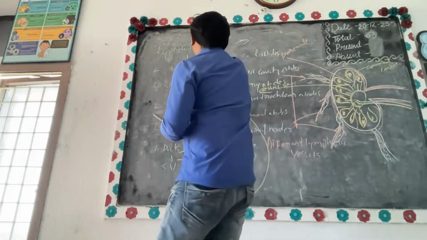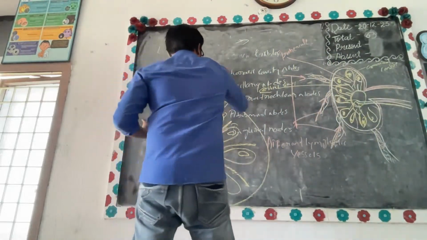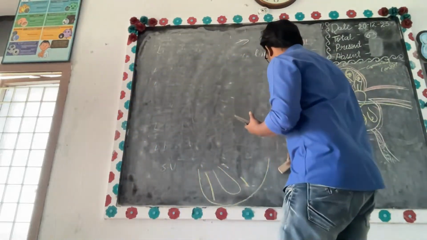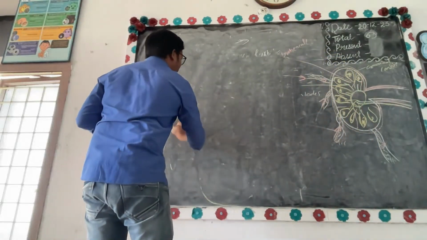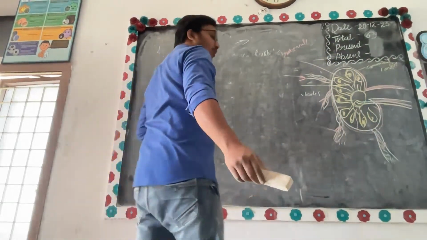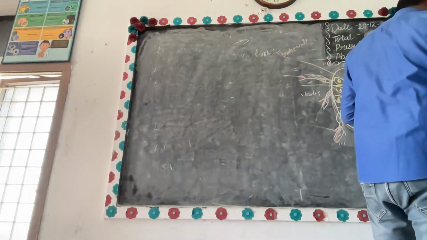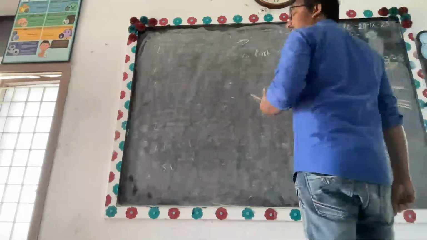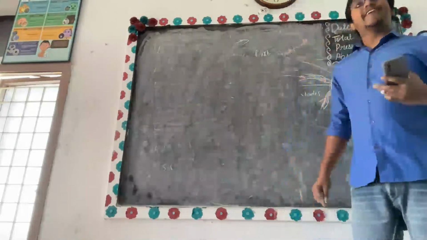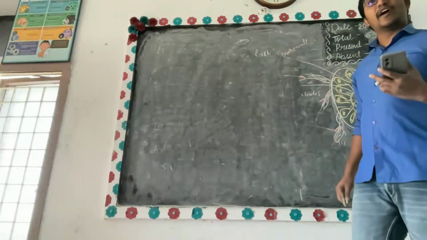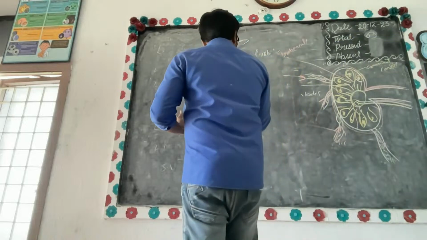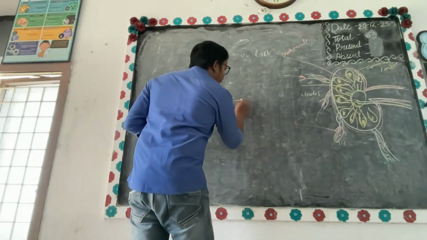Now listen, very easy, don't get confused. I'll put it on a diagram. Now everybody look at me. So I am discussing the structure of a lymphoid node. Now this node is starting like this.